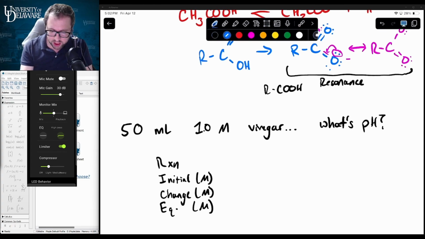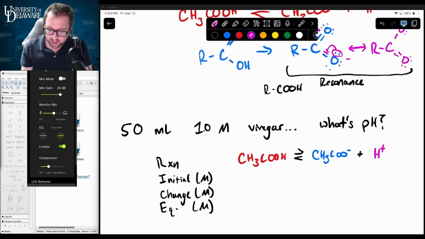We have up here our vinegar, CH3COOH, that's equilibrating to make CH3COO minus and H plus, right? Told those initial concentrations. So we have 1 of that. Because this is in molar, I don't have to worry. If this was given to me in millimolar or something, I would have to convert it to molar.